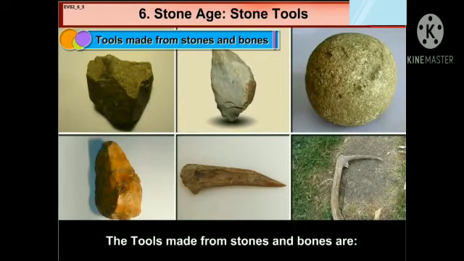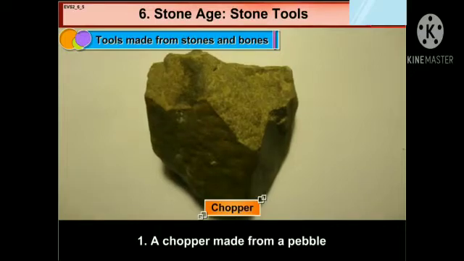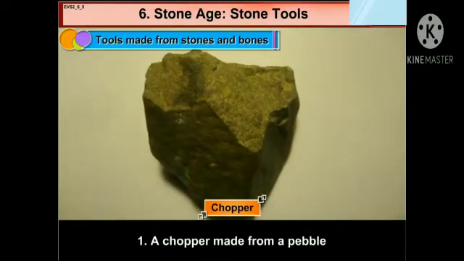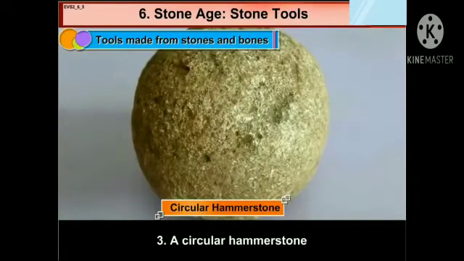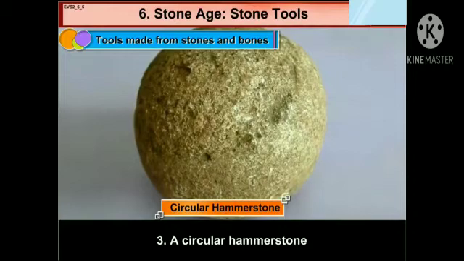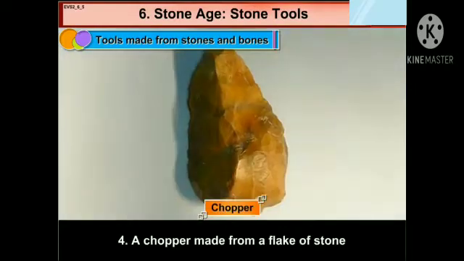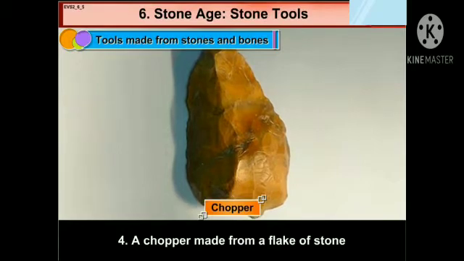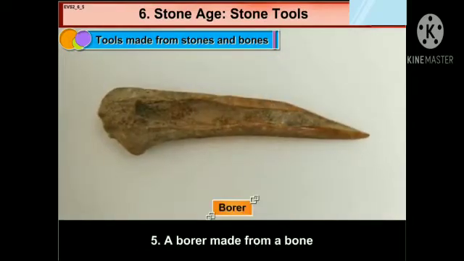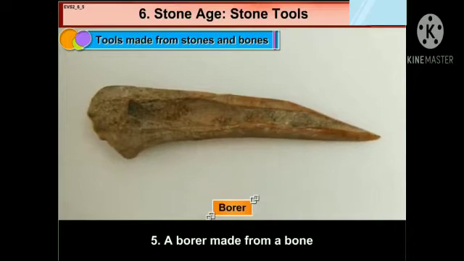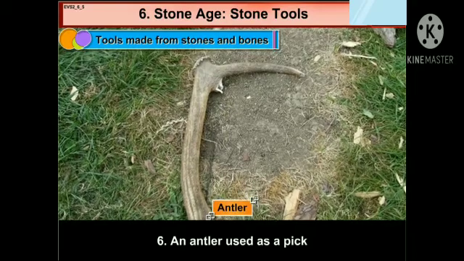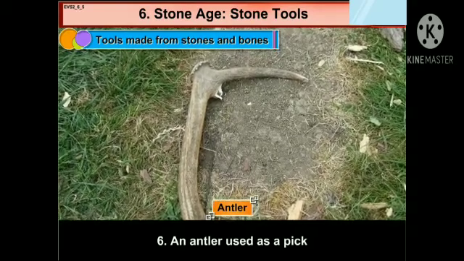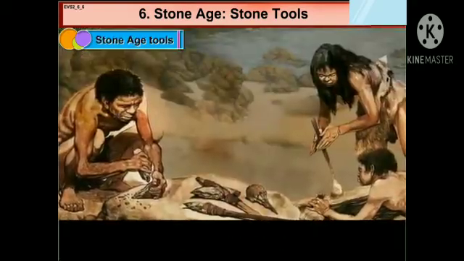The tools made from stones and bones are a chopper made from a pebble, a scraper. Can you see it in the picture? A circular hammer stone. Next, a chopper made from a flake of stone. Next, a borer made from a bone. These all are the tools. An antler used as a pick. Let us see the next one.